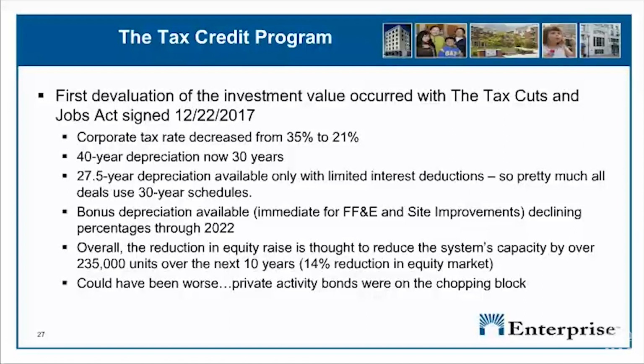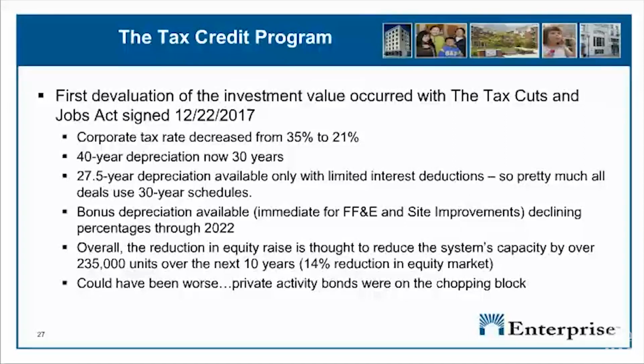But overall, because of the impact on pricing associated with the changing tax rules, it's understood that roughly speaking, 235,000 units over the next 10 years will not be built or renovated because of tax reform. So that's about a 14% reduction in the equity market. And that's rough for all the housers and all the folks who we serve.